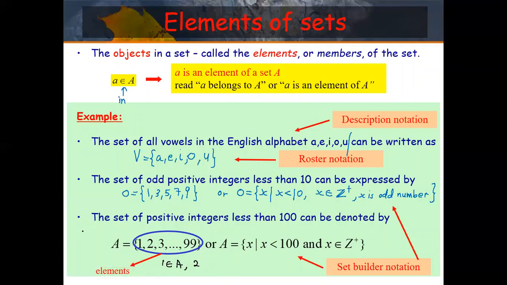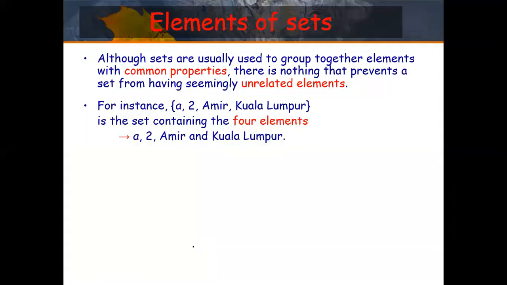Okay, like this. Bulat. So this, 2 is an element of set A. 99 is an element of set A. 70 is also an element of set A, and so on. Okay? So how about if the element is not in the set?